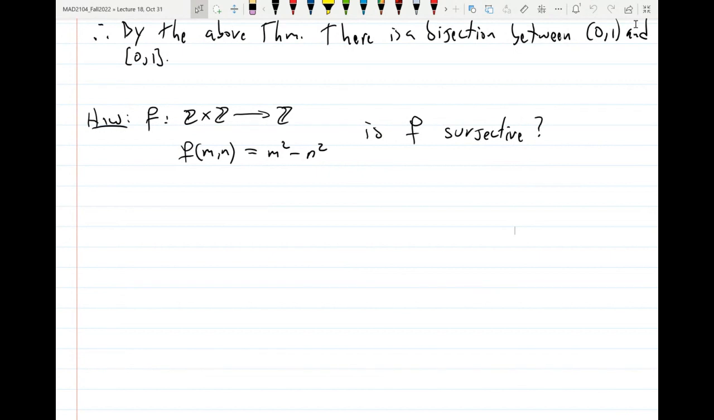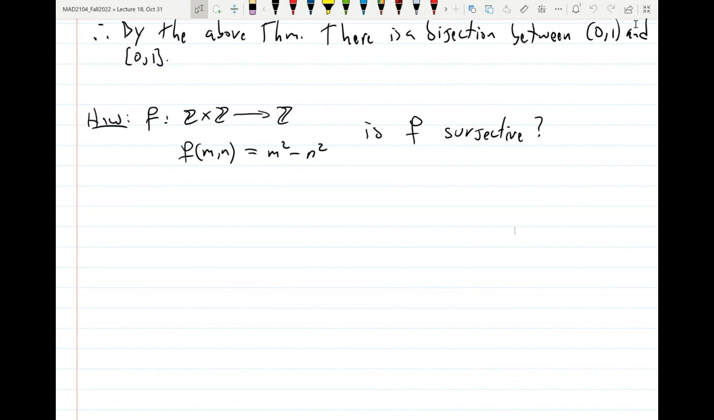All right, so I asked you last time to think about this question. So I gave you this function, and then the question is: is this function surjective? Notice that what this function does is it takes a pair of integers, and the output is the difference of their squares. Okay.